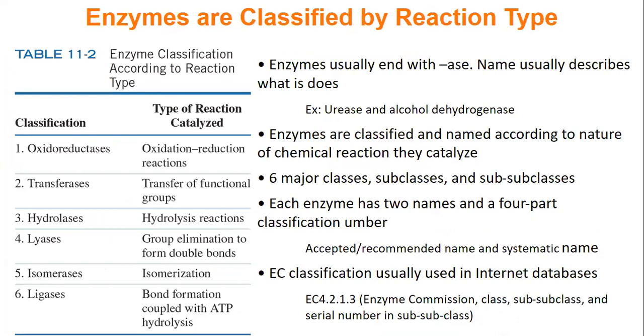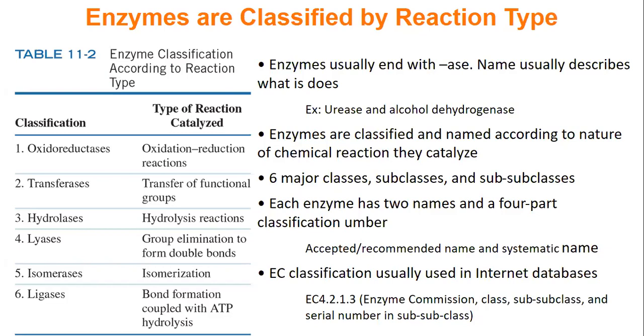And I talked about this already, but anytime you see the "ase" ending after a protein, that usually means it's an enzyme. And enzymes, for the most part, are named in such a way that they'll tell you what they do. So urease breaks down urea. Alcohol dehydrogenase breaks down alcohol by doing a dehydrogenation reaction. Not all enzymes are like this. Some are named poorly and don't tell you what they do. But for the most part, people were smart and named the enzyme based on what the reaction does.